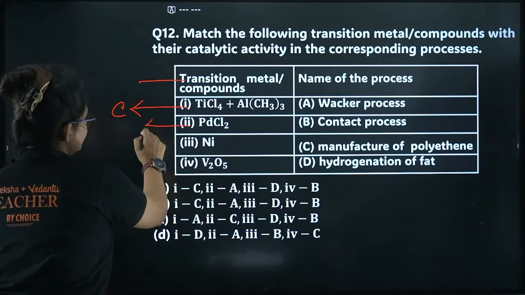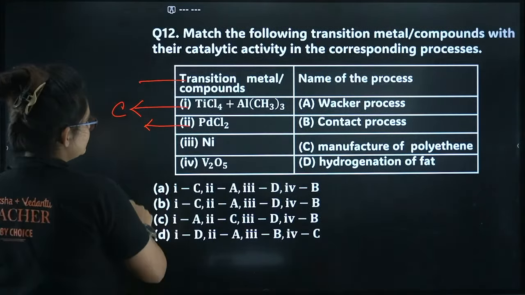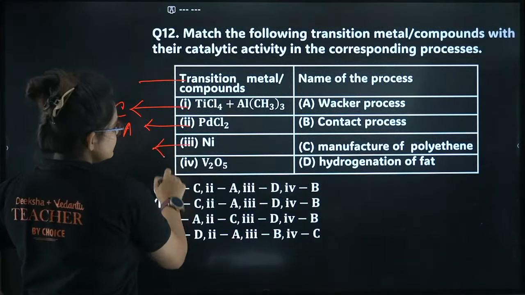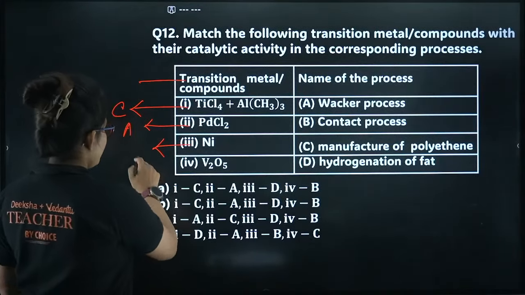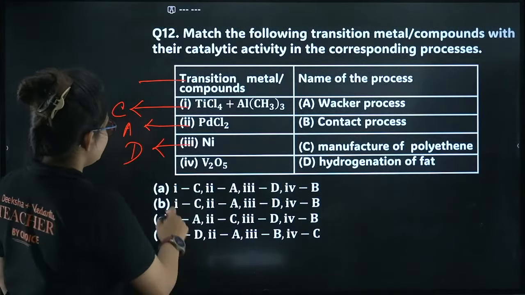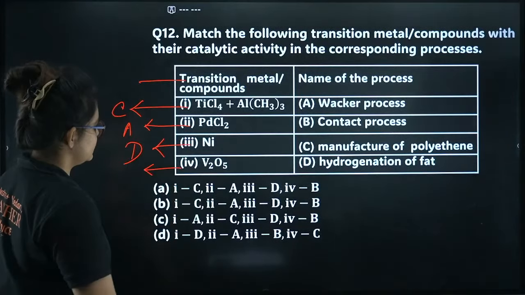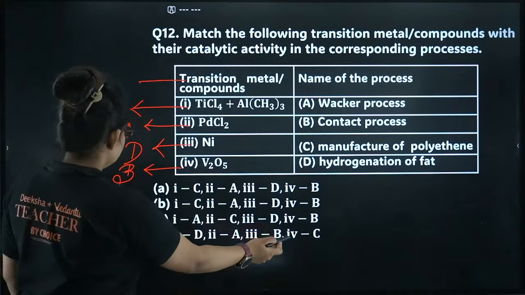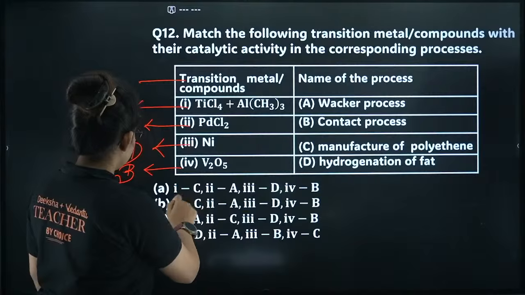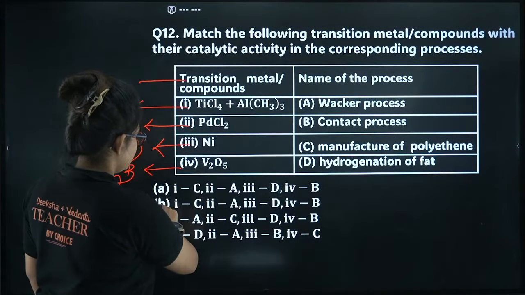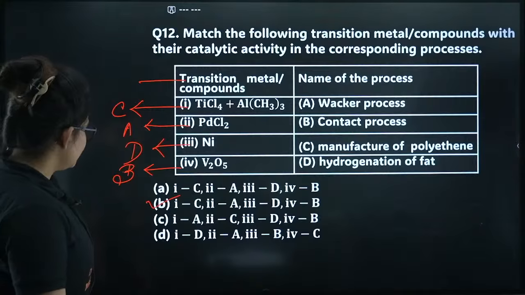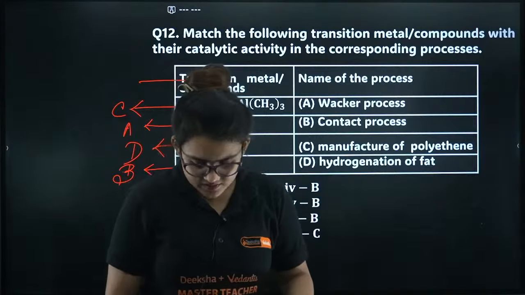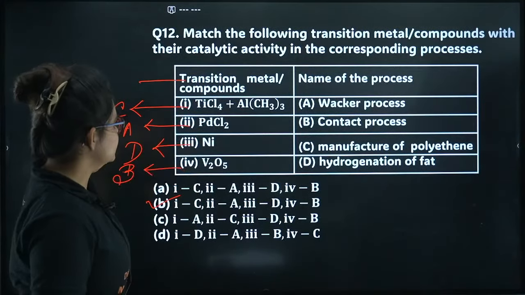Now next you can see PdCl2. PdCl2 is basically used for the Wacker process. Nickel is basically used for the hydrogenation of fat, that is D, and V2O5 is basically used for the contact process, that is B. So let's check the answers. B, D, A, C. I guess option B is the correct one. Options A and B have a similar pattern. Fine, anyone can be the correct one. Let's proceed.